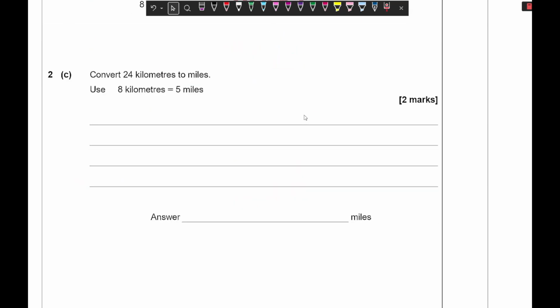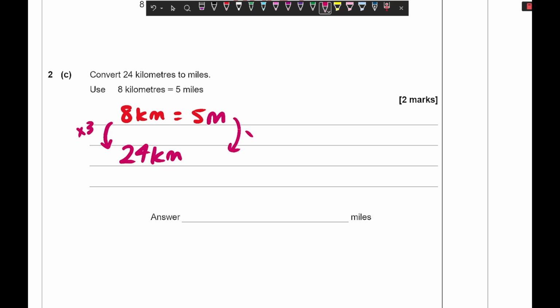Then for C, it says convert 24 kilometers into miles. So we know that 8 kilometers is equal to 5 miles. Then to get 24 kilometers, I need to multiply this number by 3, which therefore means I need to multiply this number by 3, giving me an answer of 15 miles, which I don't need the units, so I'll get rid of that M.